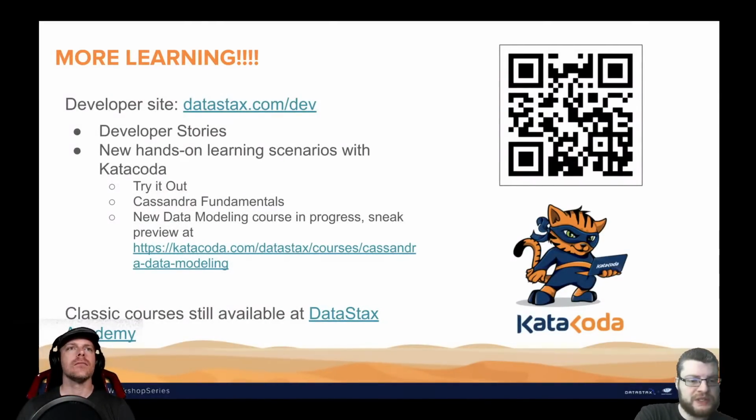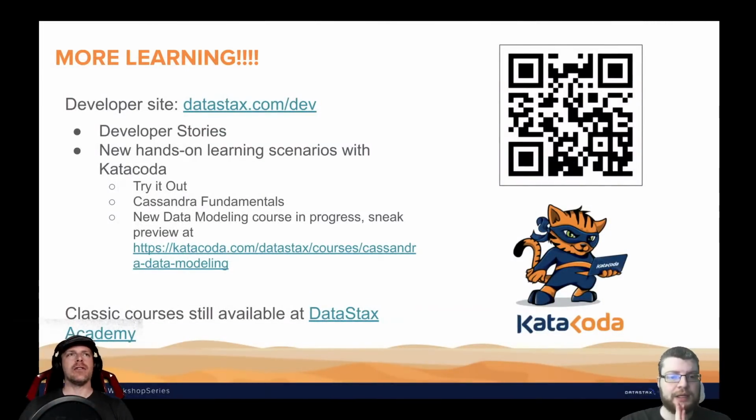Really good resources there. They're all powered by Katacoda. We also have some stuff on Katacoda under katacoda.com/datastax. The link is also on screen there. Please do check those out. All of our classic courses, the stuff we used to offer, the stuff that everyone basically used to learn Cassandra, is still available on DataStax Academy. That's academy.datastax.com. Also, feel free to check that out and take advantage of that as well.